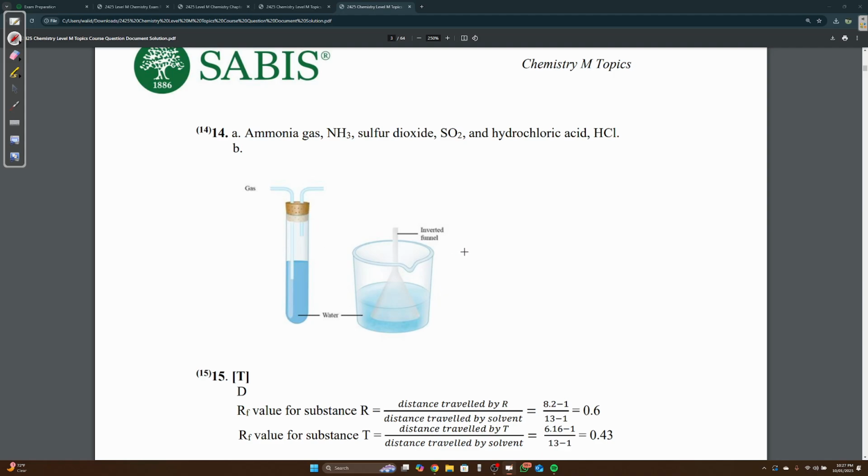Obviously, if it's soluble in water, then it should be heavier than air. Wait, no, don't, because ammonia is lighter than air. Forget about that. Anyway, to set up an aqueous solution of a gas in water, obviously either NH3, SO2, or HCl, take a tube. Of course, this tube should be filled with water, right?